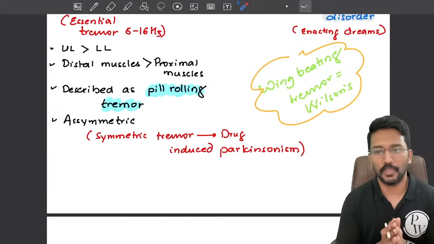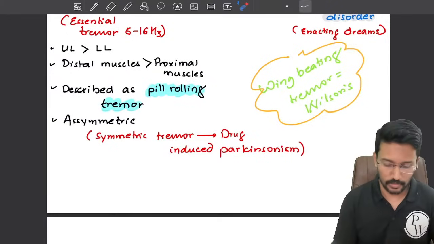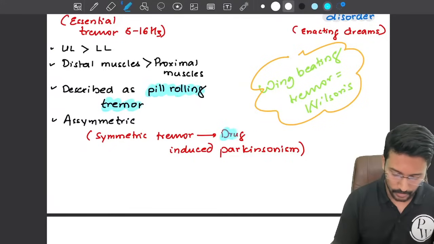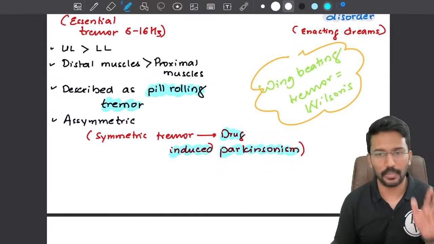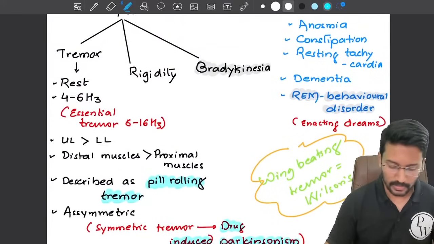Whenever you have a patient with Parkinson-like tremor but equally affecting both the sides, what should come to our mind? We should think of drug-induced Parkinsonism, right? Symmetric tremor should prompt towards drug-induced Parkinsonism. Okay, so that is about tremor.